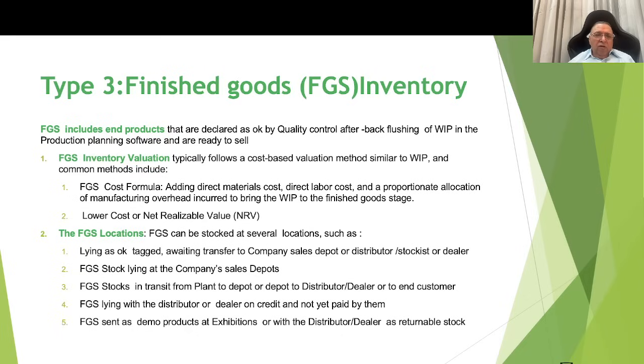Number two, finished goods stock lying at the company sales depots. Number three, finished goods stocks in transit from the plant to the depot or depot to distributor or dealer or to end customer. Number four, finished goods stocks lying with the distributor or dealer on credit and not yet paid by them. And this will obviously be then company's inventory. Then finished goods stocks sent as demo products at the exhibition or with the dealer or the distributor as a returnable stock.